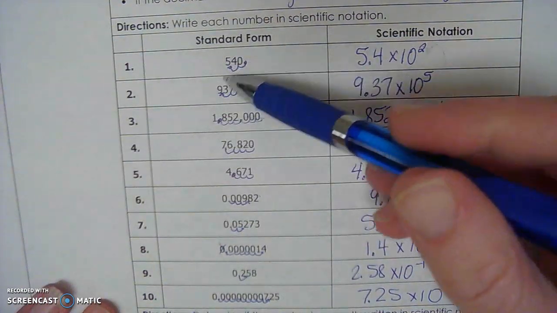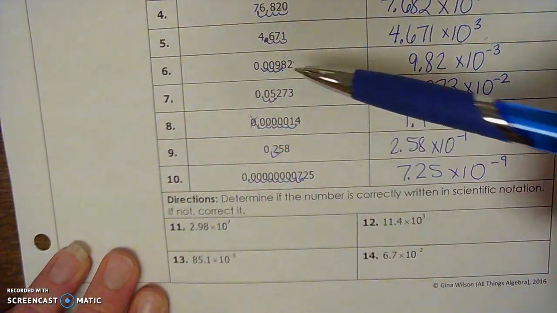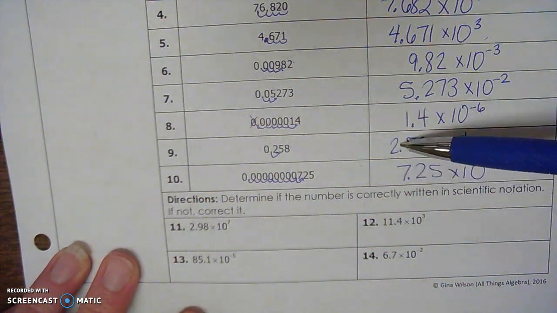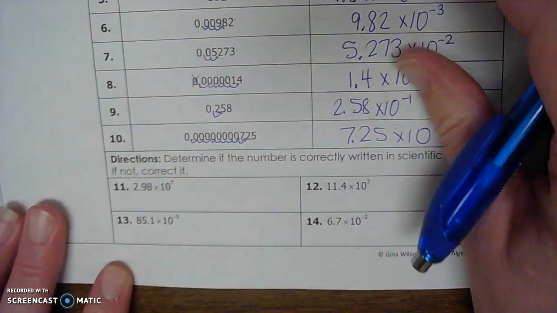If your standard form is greater than 1, you're going to have a positive exponent. If it's less than 1, you're going to have a negative exponent. You can only have one number in front of your decimal point in order to be scientific notation. So that's going to help us with the next part.